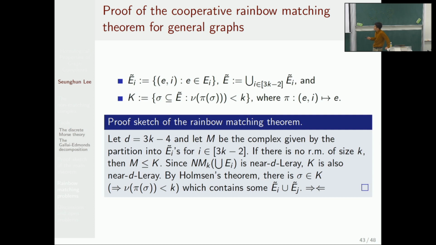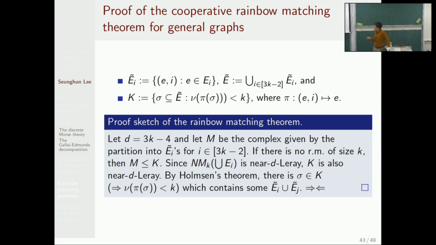Let D be 3k minus 4, and let M be the partition matroid given by this partition. If there is no rainbow matching of size k, then M should be a subcomplex of K. Since they all have matching number of the rainbows less than k, M should be a subcomplex of K.